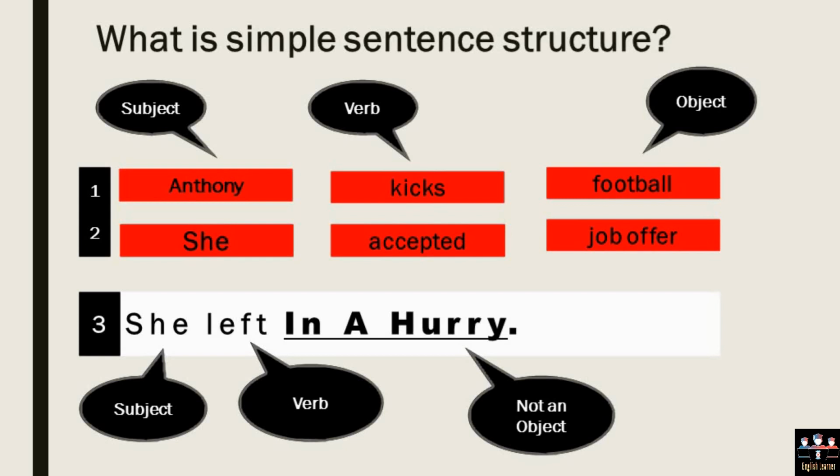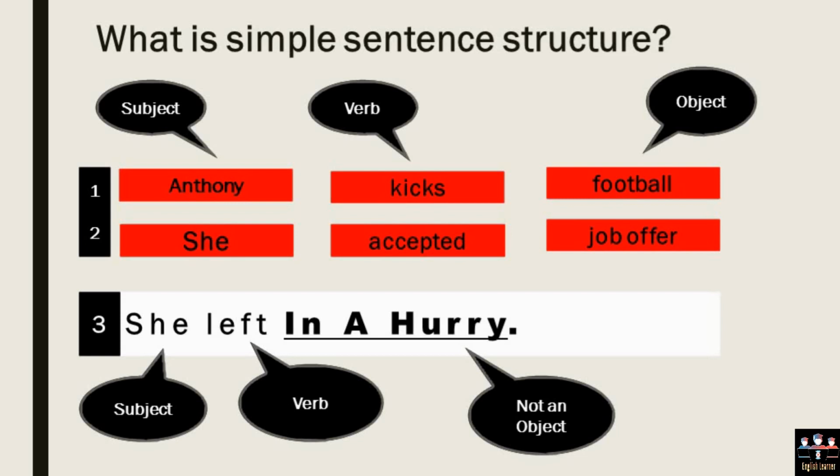Now let us focus on the examples with respect to these three components. Example number 1 is Anthony kicks football. In this example, Anthony is the subject, as Anthony is the doer of an action, whereas the action performed by Anthony is kicks. And the receiver of this kick is football. So football is the object, kicks is the verb, whereas Anthony is the subject in this example.